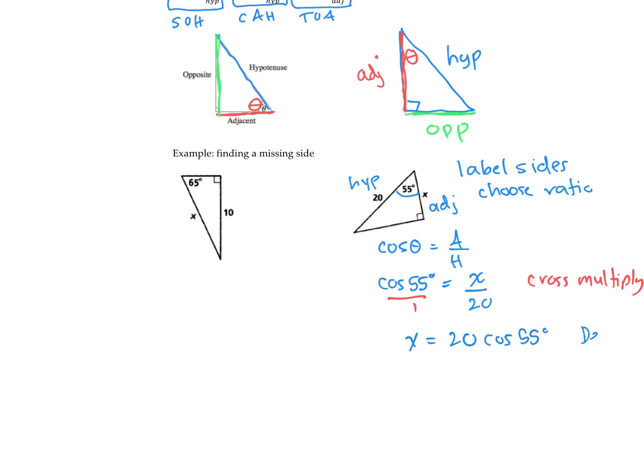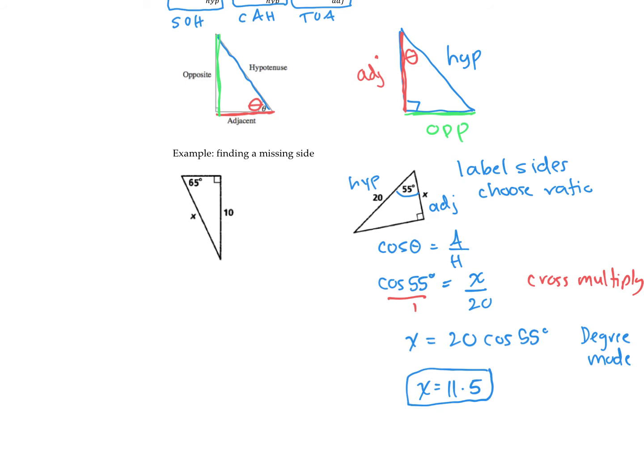Make sure you are in degree mode on your calculator so that you get the right answer. In grade 11 we use degrees. In grade 12 we use what is called radians, which is a different unit. So I'm just going to type in my calculator, making sure that my calculator is in degree mode, and my answer is 11.5. Generally we round sides to the nearest tenth. There are no units given, so we'll just leave it as 11.5.